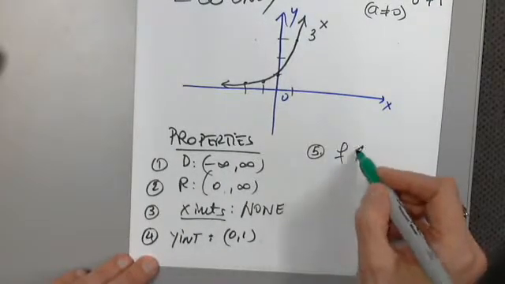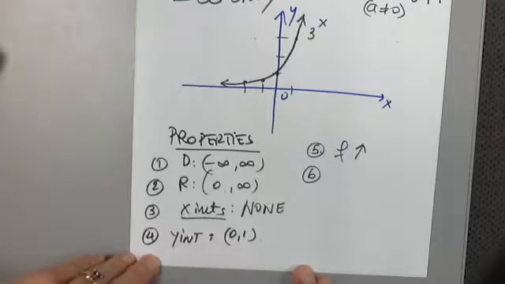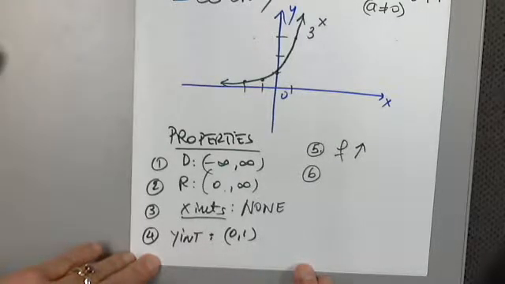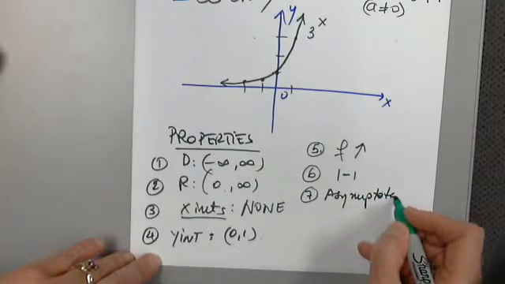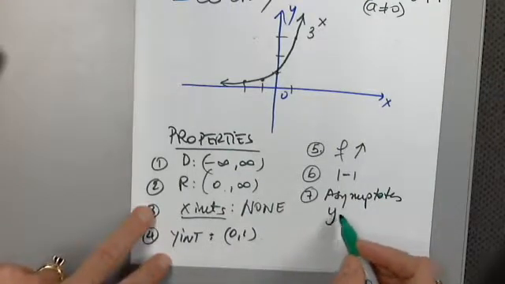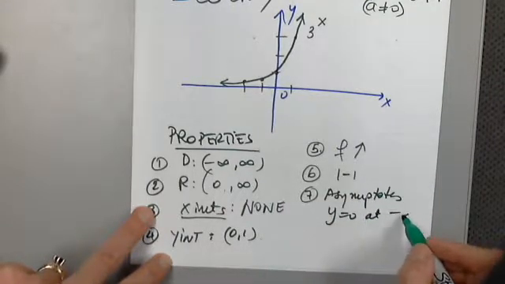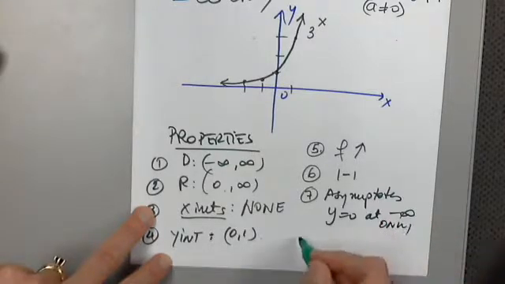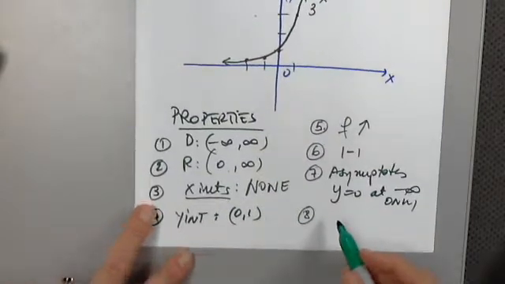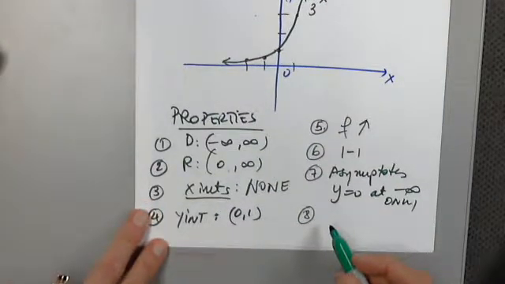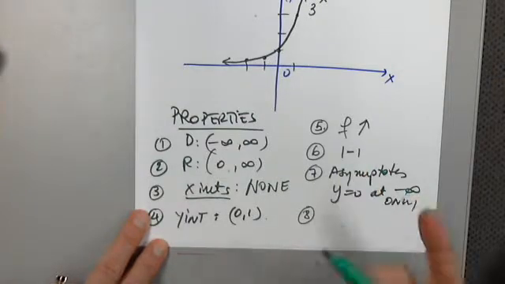5, increasing or decreasing on all its domain. Very good. Awesome. 6, 1-to-1. Yes, by the horizontal line test it is 1-to-1. 7, asymptotes. y equals 0 at negative infinity only. Does it have an inverse function? Yes, because it's 1-to-1. Of course.